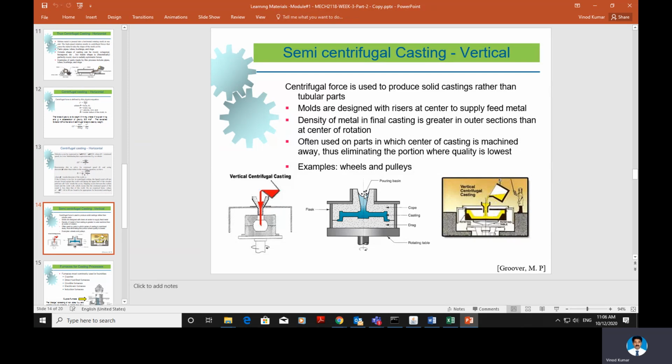So you can see here in a semi-centrifugal casting, it is vertical type. The rotation is in a vertical direction. You could see here, and here this is cope and drag.